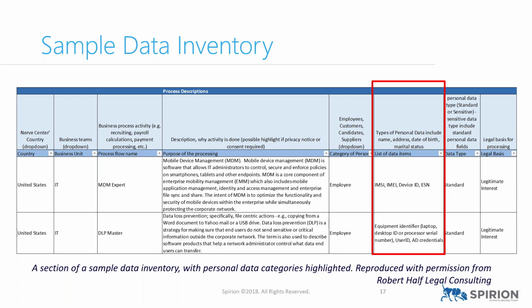And so the area that has the red box around it is a great example of personal information that was really in scope. In this case, for the first system, it's an MDM system. So you have the MZ number, IMEI, device ID, and ESN. These are all personal data elements. They're all implicated by GDPR and CCPA, not surprisingly. The second one was a DLP system, and so things like the equipment identifier, the user ID, AD credentials, all things that are personal information under CCPA and GDPR. So this is a tiny piece of a much larger data inventory.